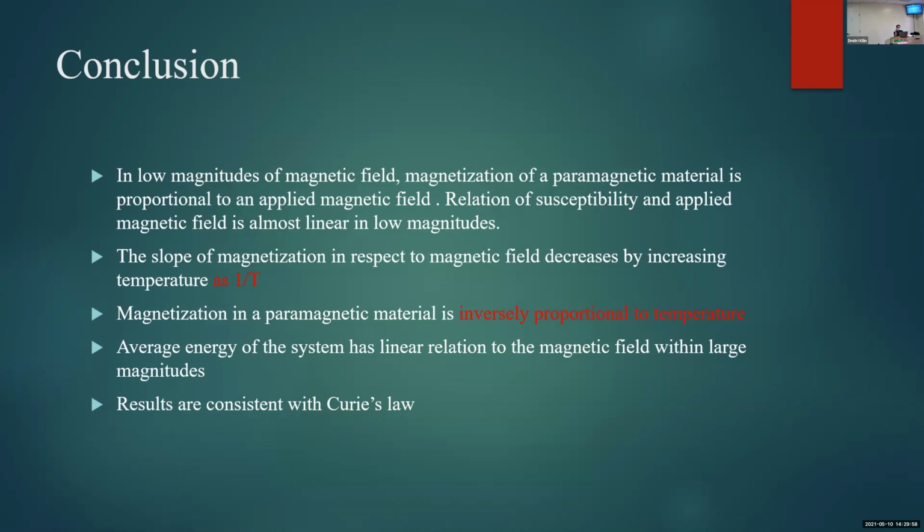So as a conclusion, magnetization of a paramagnetic material is proportional to an applied magnetic field for low magnitudes. The slope of magnetization with respect to magnetic field decreases by increasing temperature. Therefore, magnetization in a paramagnetic material is inversely proportional to temperature. Also, the relation of susceptibility and applied magnetic field is almost linear in low magnitudes. And the last conclusion: average energy of the system has a linear relation to magnetic field in large magnitudes.